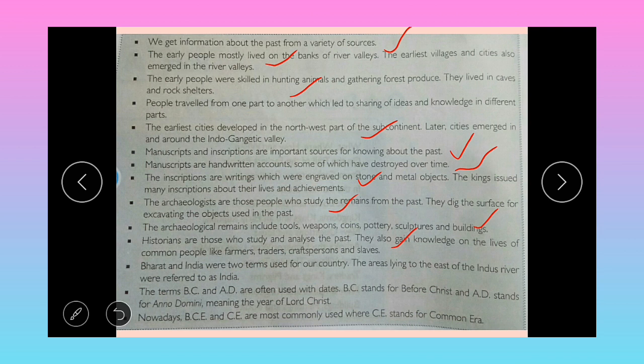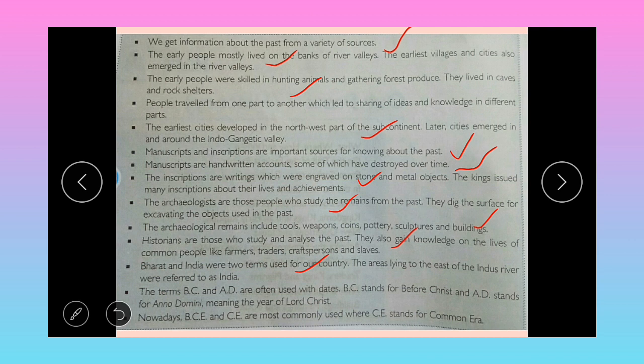Okay, now the next point. Bharat and India were two terms used for our country. The areas lying to the east of the Indus river were referred to as India. So these two terms have been used for our India.